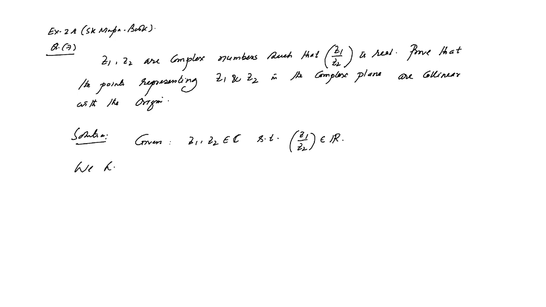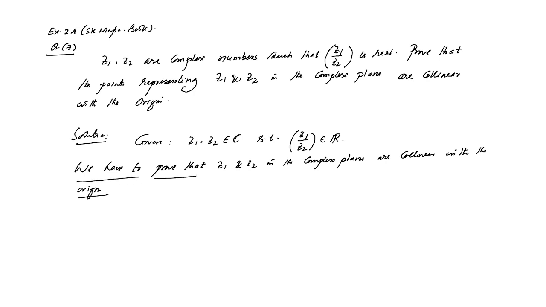What do we have to prove? We have to prove that Z1 and Z2 in the complex plane are collinear with the origin. That means Z1, Z2 and the origin, these 3 points lie on the same line. Collinear, they lie on the same line.